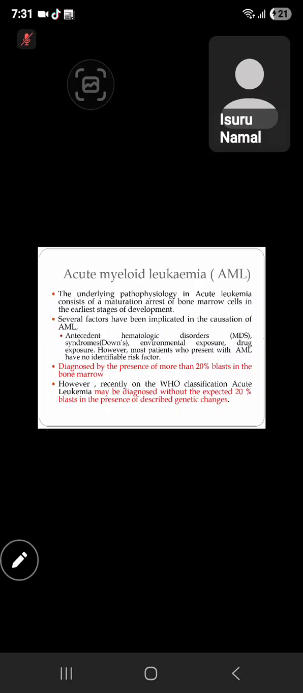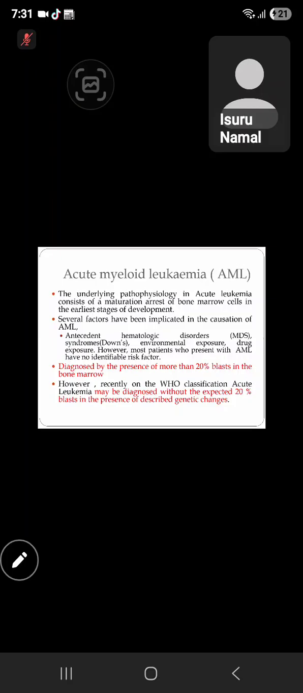Those are antecedent hematological disorders, myelodysplastic syndrome, and another causative agent is environmental exposure, that may be radiation exposure, or chemical exposure, and drug exposure. However, most patients with acute myeloid leukemia, unfortunately, have no identifiable risk factor. It is diagnosed by the presence of more than 20% blasts in the bone marrow. However, recently in the WHO classification, acute leukemia may be diagnosed without the expected 20% blasts in the presence of described genetic changes.